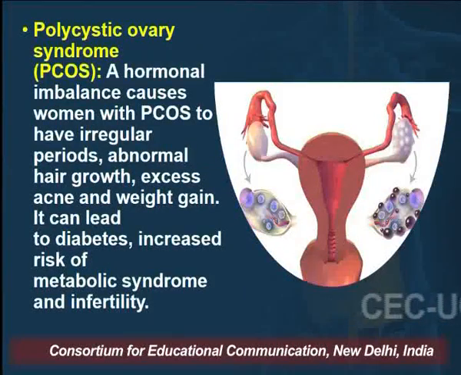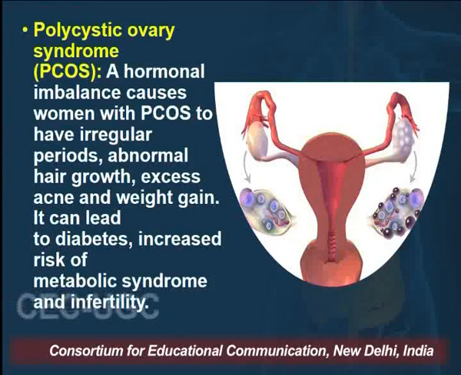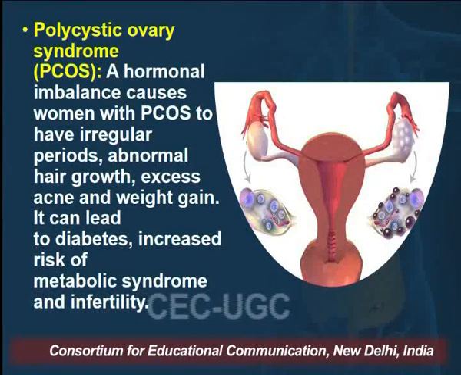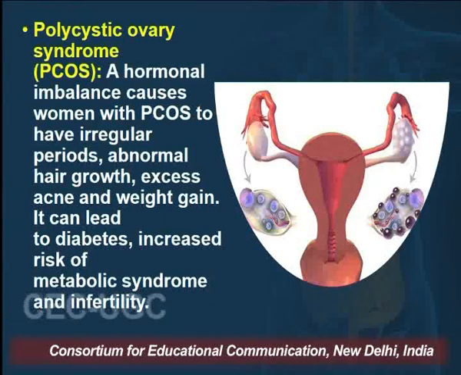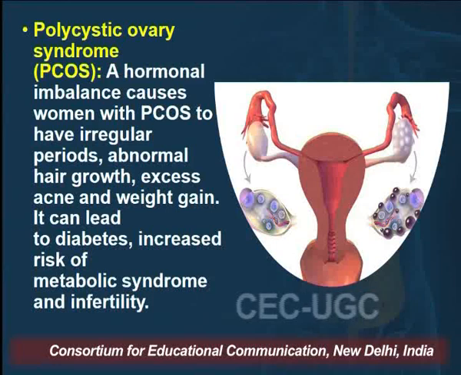The next one is polycystic ovary syndrome. It is also known as PCOS. Hormone imbalance causes women with PCOS to have irregular periods, abnormal hair growth, excess acne, and weight gain. It can lead to diabetes, increased risk of metabolic syndrome, and infertility.